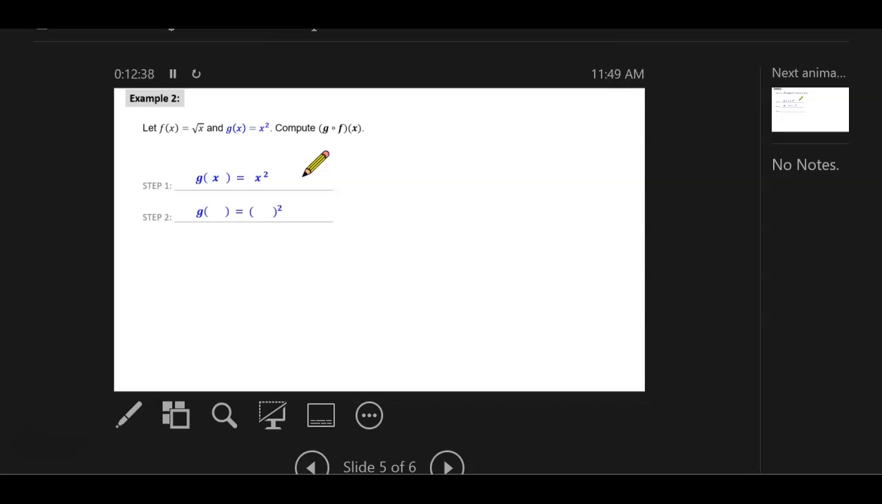And again, the inside function is f, so f of x is going to go right there. Square root of x is going to go right there. So you are making a composition of functions. When I replace that, it's going to look like this: g of f of x equals square root of x, squared. So replace the functions.